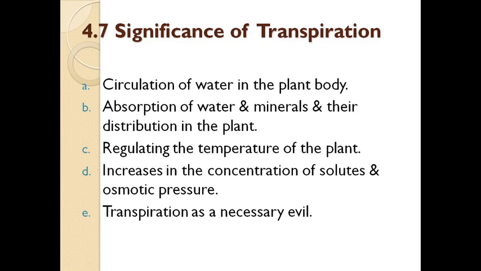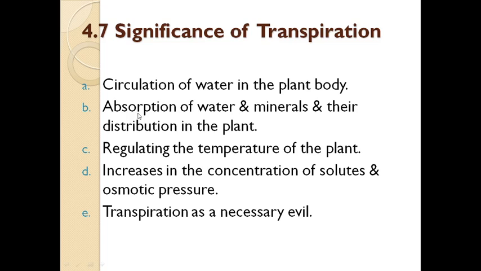The first, circulation of water in the plant body. The process of transpiration develops a continuous water stream from root to the aerial parts of the plant, and therefore it increases the rapidity of water translocation from root to shoot. The upward movement of the water helps in the better growth and photosynthesis of the plant.